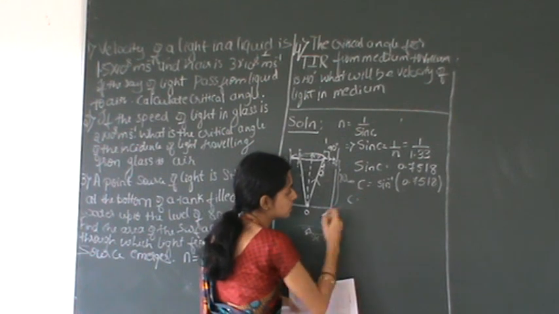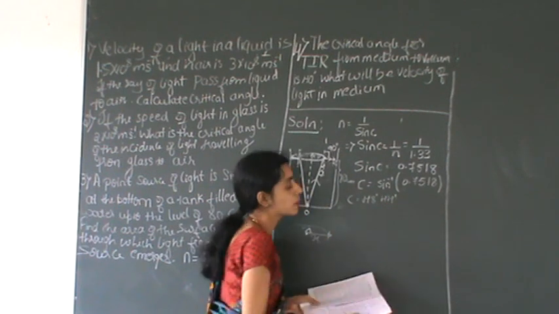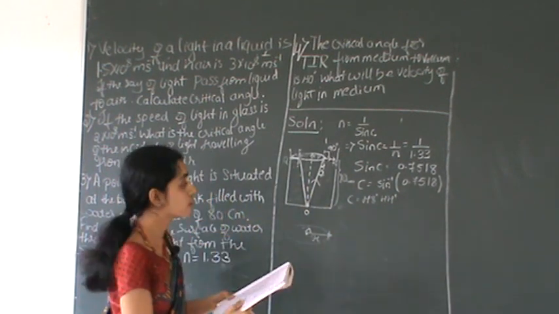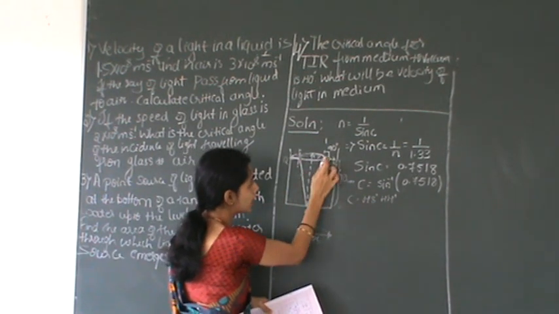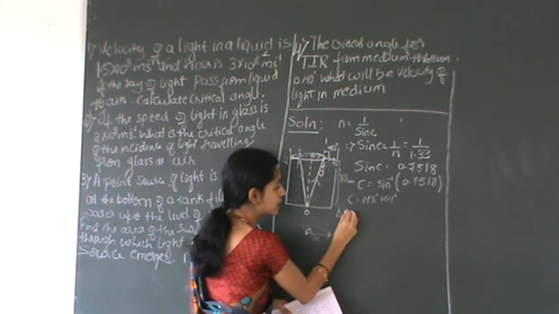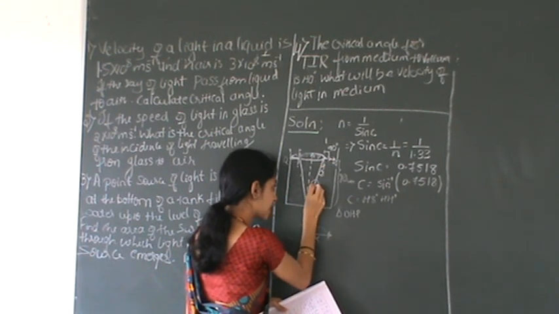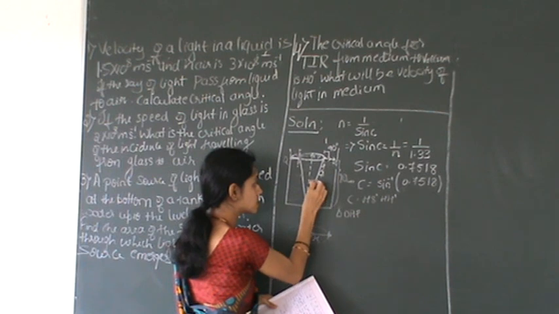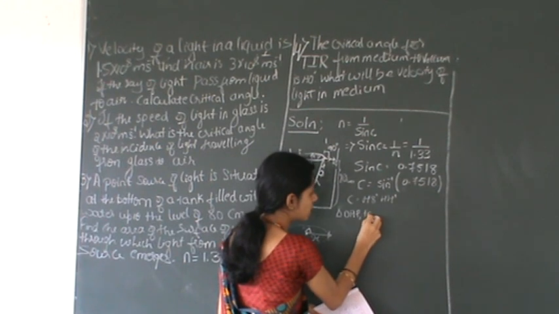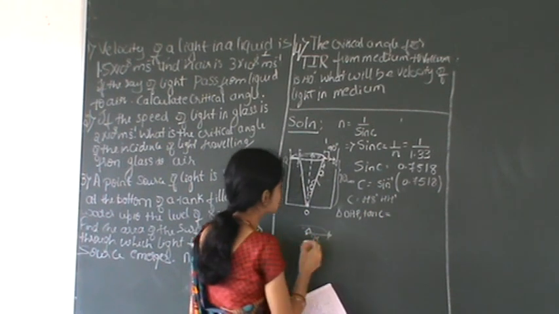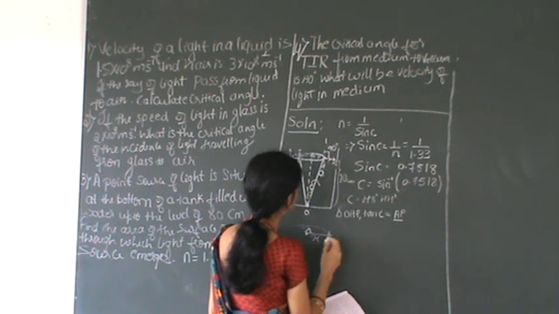So C is how much? 48 degree 44 minutes. Okay. Next, in this triangle OAP, if this angle is C, this angle is also the opposite angle. This value is also C. For that, I am going to use the trigonometric function, that is tan C is equal to AP upon OA.